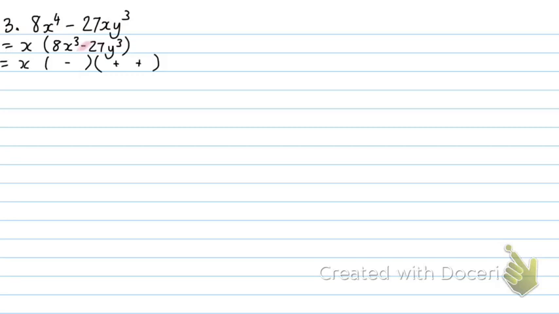Then for the first term, it's going to be the cube root of 8x to the power 3, which is 2x. Then the cube root of 27y to the power 3 is 3y. For the first term in the second bracket, I square the first term. So it's going to be 2x squared is 4x squared, and 3y squared is 9y squared. For the middle term, it's 2x times 3y. So that will be 6xy. And that's it.